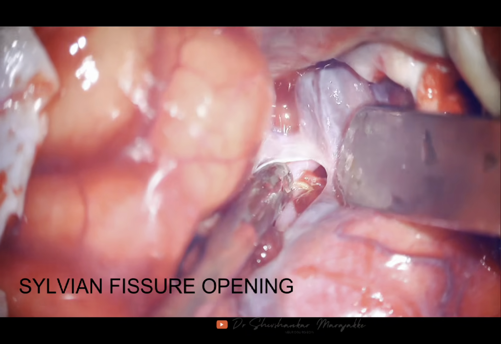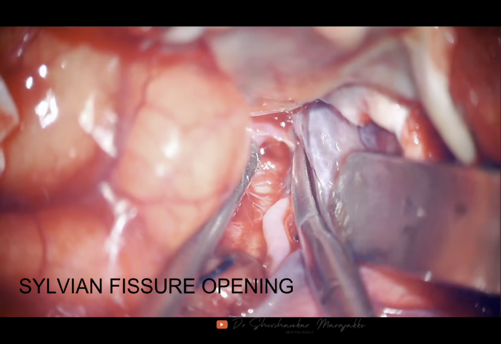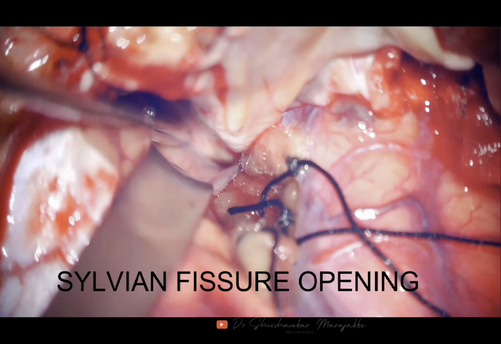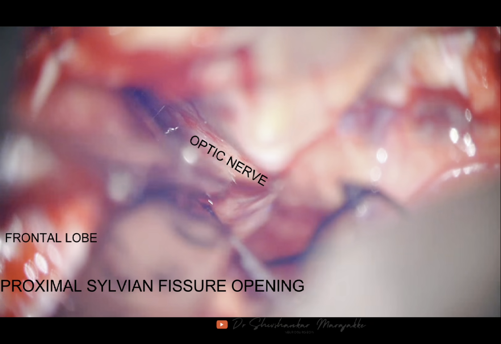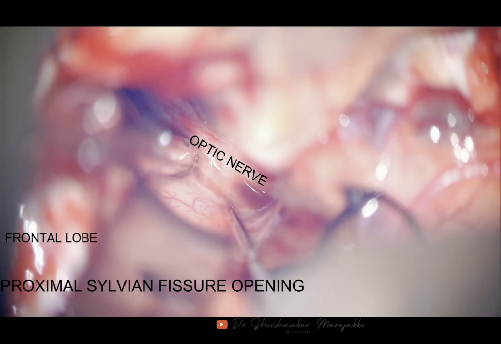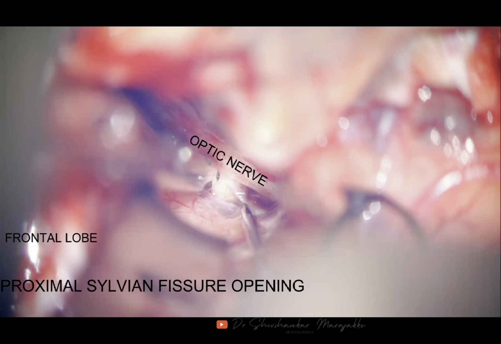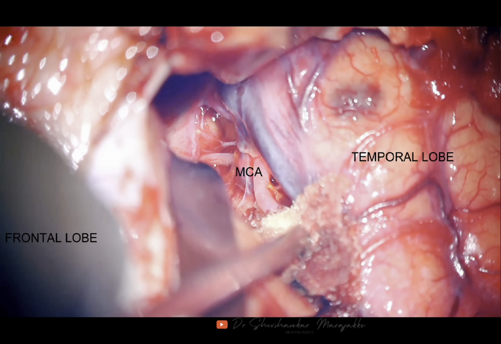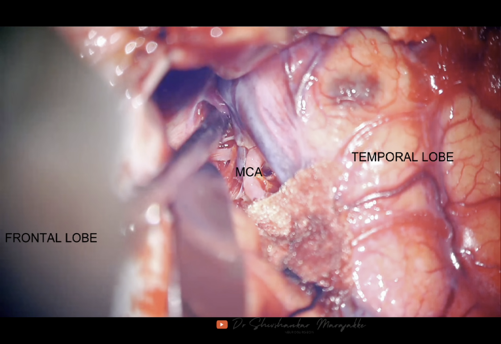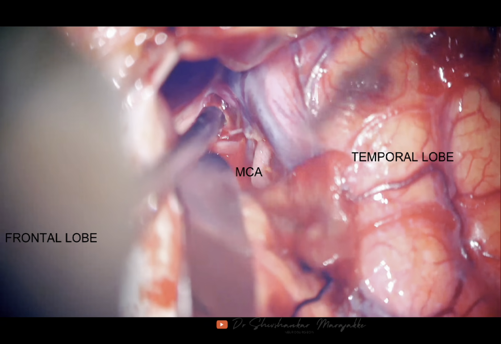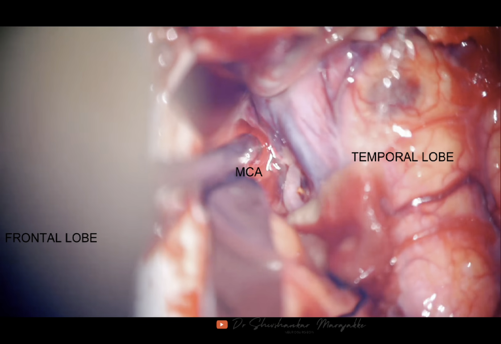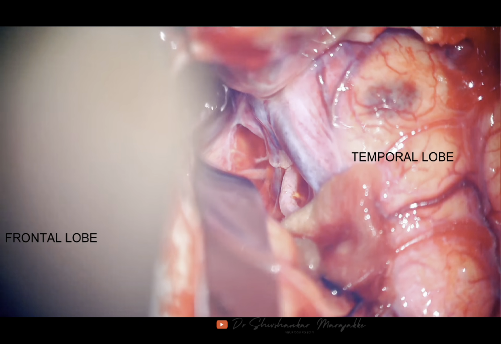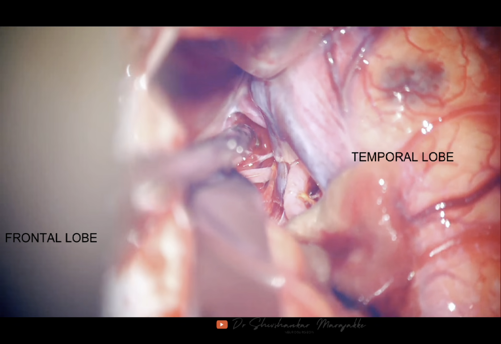You can see the MCA is exposed in the sylvian fissure. There is SAH and some part of hematoma. That is the optic nerve, and this is the optico-carotid cistern. Before I went to the bifurcation, I opened the arachnoid, as I routinely do in all cases, so that the CSF gets released. This is the proximal sylvian fissure which is being exposed here.